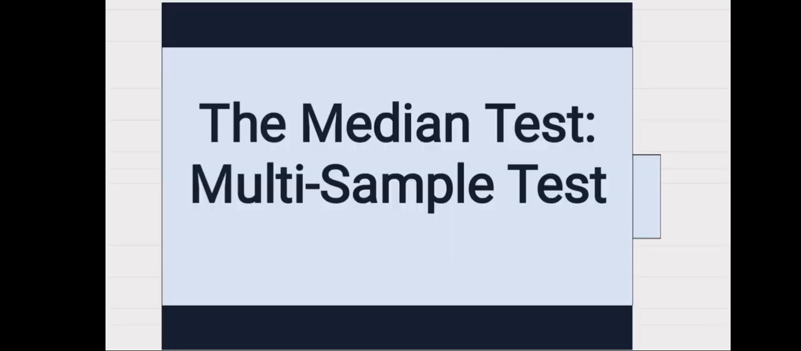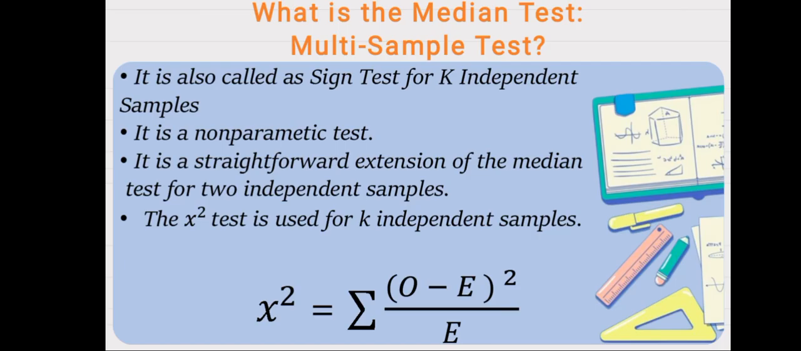Then, next topic will be the median test or the multi-sample test. So, what is median test? It is also called a sign test for k independent samples. It is a non-parametric test. It is a straightforward extension of the median test for two independent samples. The chi-square test is used for k independent samples. So, magamit na po tag chi-square diri sa median test or the extension of the median test.